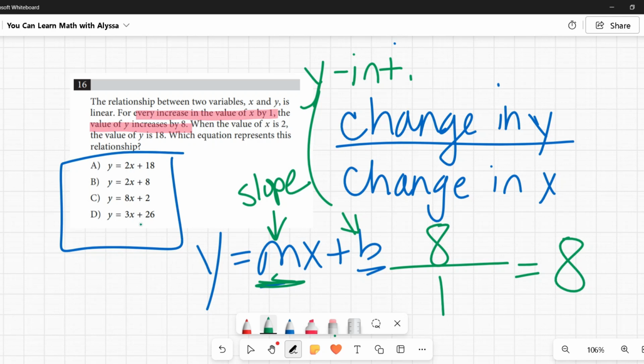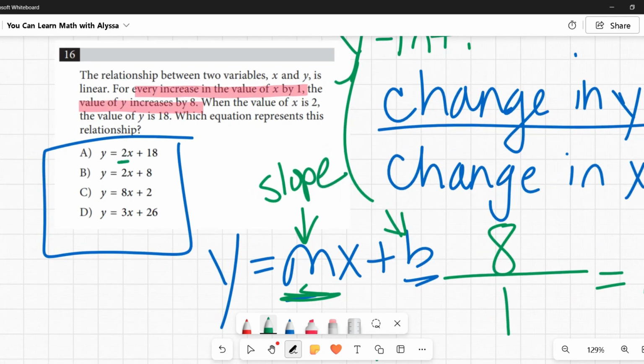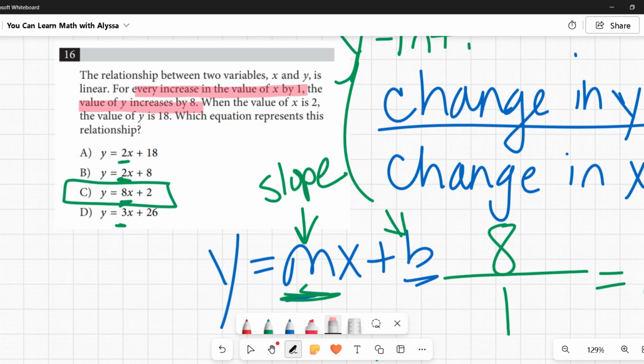Well, look at my answers. Here I have one with a slope of 2, slope of 2, slope of 8, slope of 3. There is only one line here that has a slope of 8, which is what I need. So that's enough right there for me to say C is my answer.